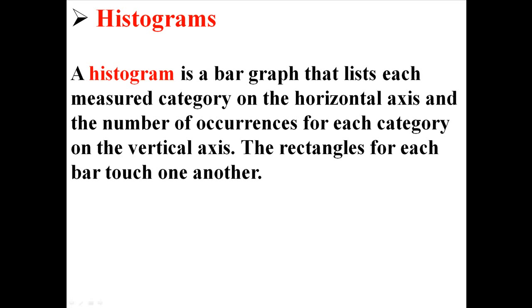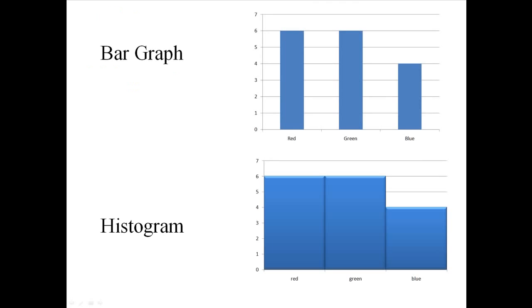Age, weight, and temperature are all examples of quantitative variables. So we're going to construct histograms. A histogram is a bar graph that lists each measured category on the horizontal axis and the number of occurrences for each category on the vertical axis. The rectangles for each bar touch one another. Like for example, on top here we'd have a bar graph, and on the bottom we'd have a histogram. The only difference would be that the top is using qualitative data while the bottom is using quantitative data.